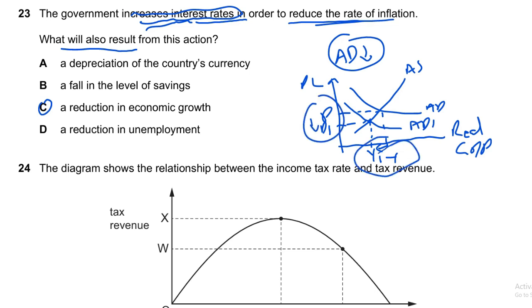So when real GDP falls, it decreases economic growth. So reduction in economic growth is the outcome of this policy.